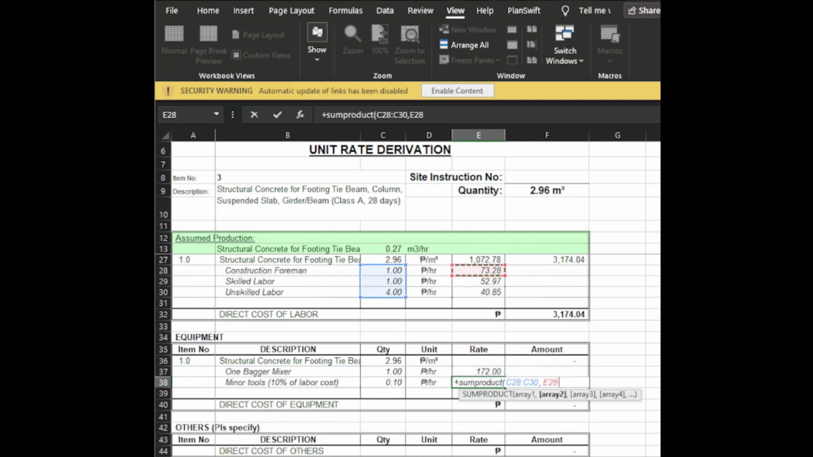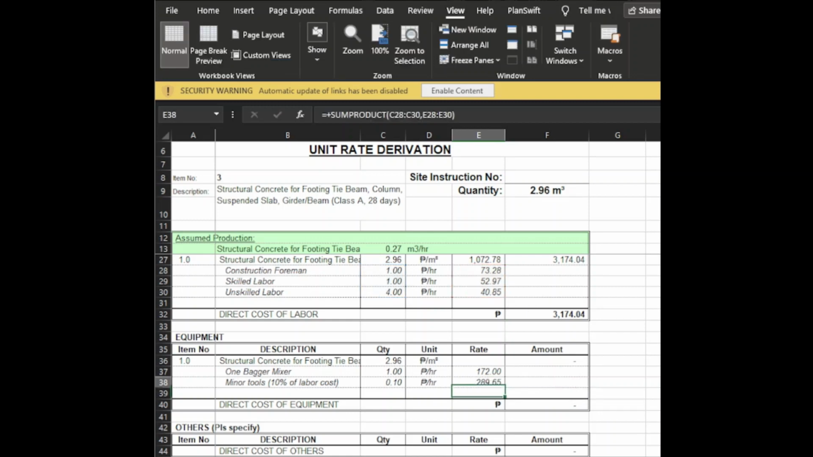We will just use this one, guys, because in this one we will compute this per cubic meter. We cannot directly get this one coming from here, because it will be doubled already for the amount, since this one is already considered the 2.96 cubic meter. But for this, it is only considered the assumed production of that one. So we will get that one first, then we will compute again the piso per cubic meter of our equipment, some product again.